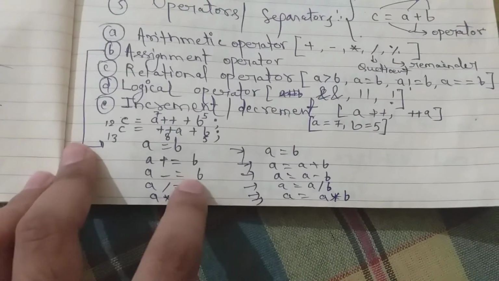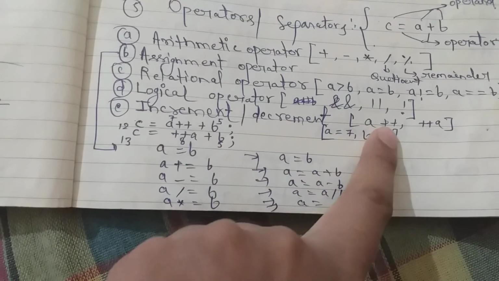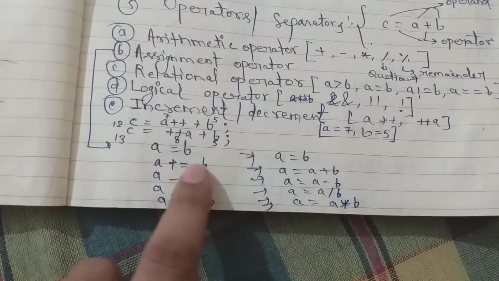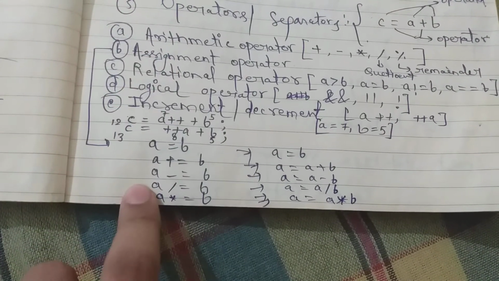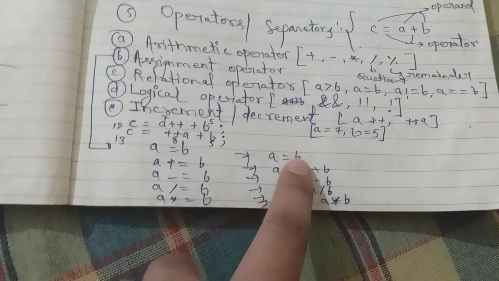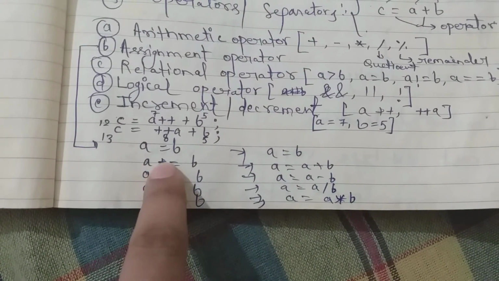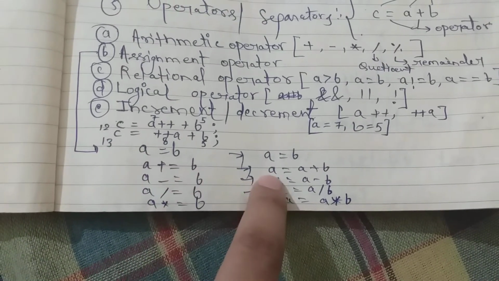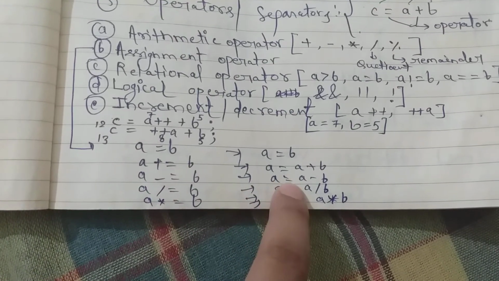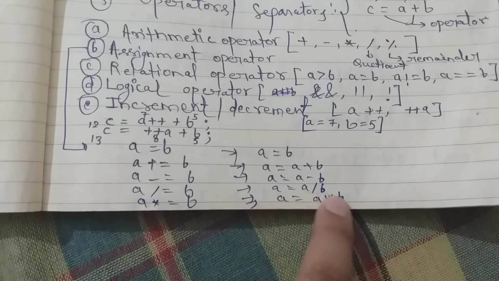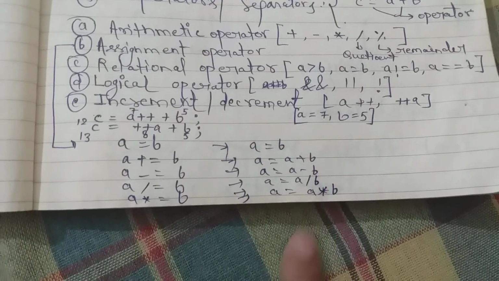We have many more types of operators, like the decrement operator, that is a minus minus or minus minus a. Let's see some assignment operators. a is equal to b means the value of a is equal to b. a plus equal to b, that is a is equal to a plus b. Similarly, a equal to a minus b, a equal to a divided by b, a equal to a into b. Star represents multiplication.